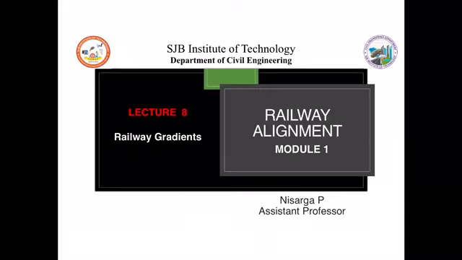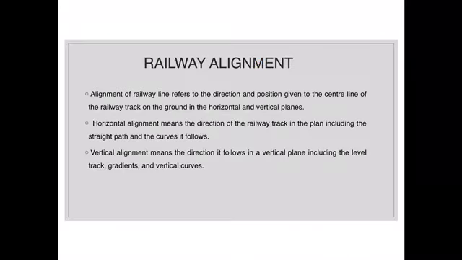In this session, we will be discussing in detail the types of railway gradients, and the limitations for providing the railway gradients. To start with, first we will understand what a railway alignment is. We all know that marking the center line of the railway is what we call the alignment, or you can also call alignment a line which refers to the direction and position given to the center line of the railway track on the ground.